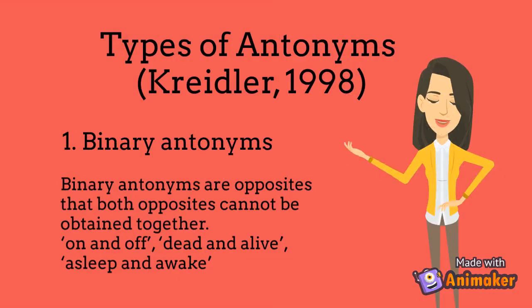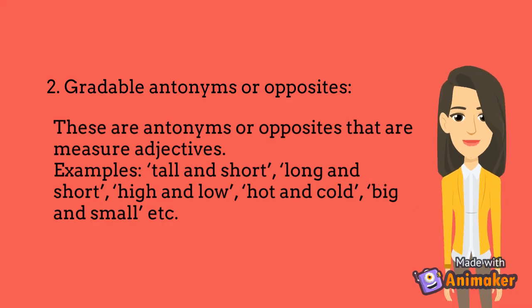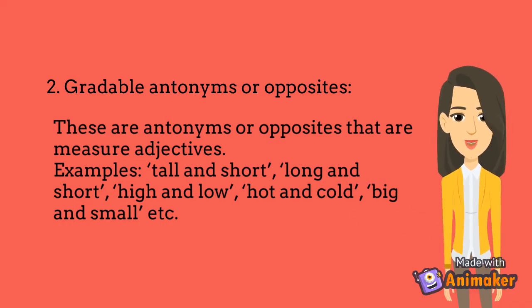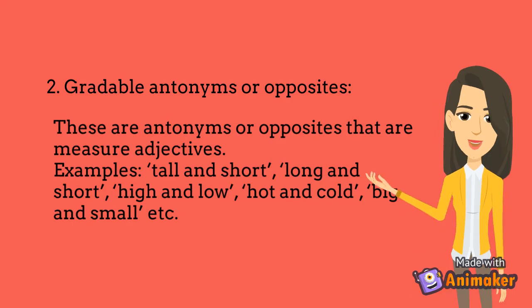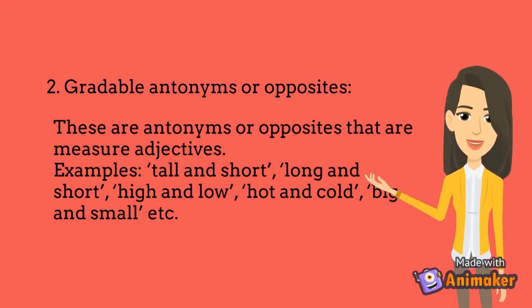There are three types of antonymy. First, binary antonyms. Binary antonyms are opposites where both opposites cannot be obtained together. For example, on and off, dead and alive, asleep and awake. The second type is gradable antonyms. These are antonyms or opposites that are measure adjectives. For example, tall and short, long and short, high and low, hot and cold, big and small, and so on.